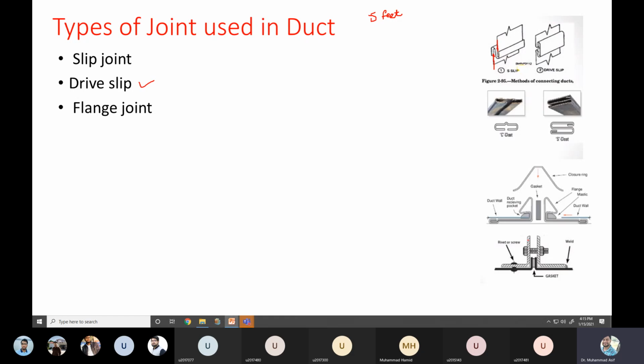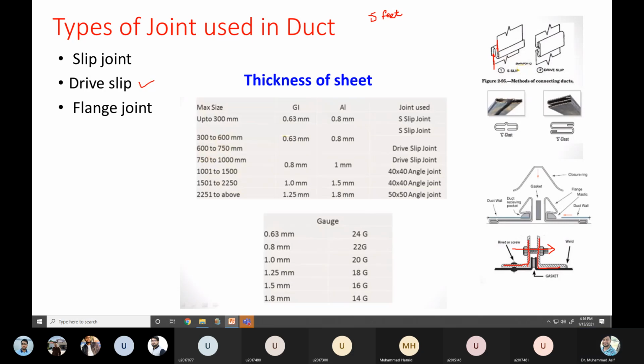One end of the duct is connected with this part, another one is connected with this part, and both are joined with a nut bolt arrangement. That's called the flange joint. So these three joints are used in the ducting to join the different lengths of the ducts.